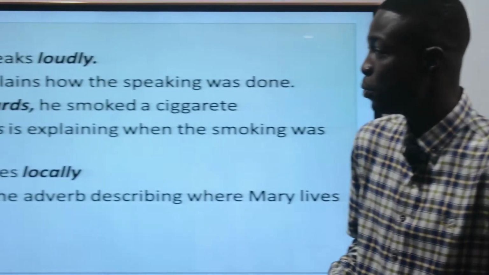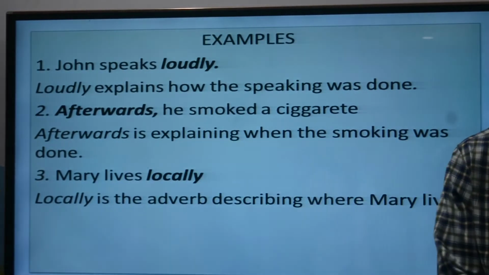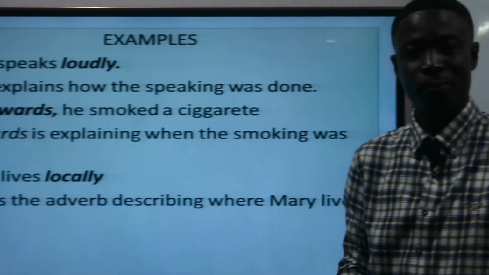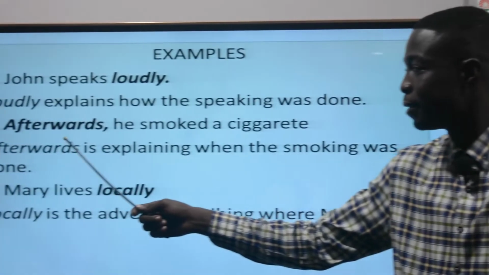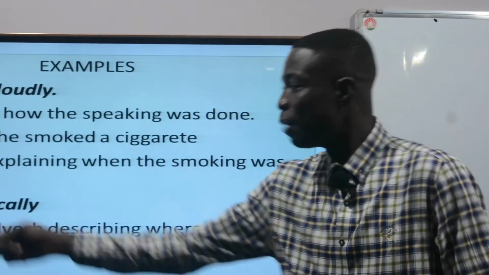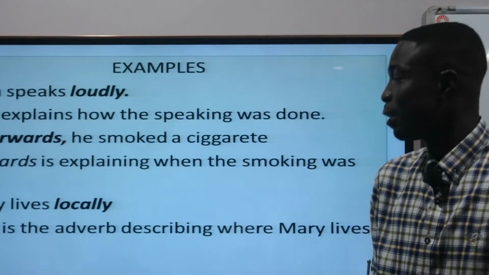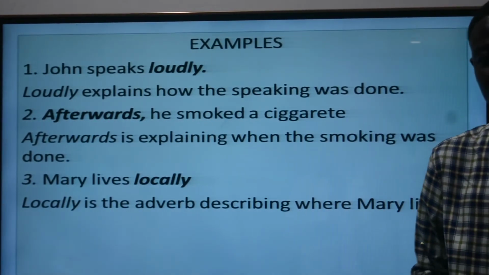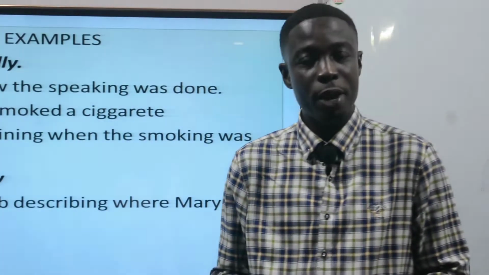Alright, so without much ado, let's take some examples here. Example 1, we say, John speaks loudly. Loudly explains how the speaking was done. Example 2. Afterwards, he smoked a cigarette. Afterwards explains when the smoking was done. Thirdly, Mary lives locally. Locally is the adverb describing where Mary lives.